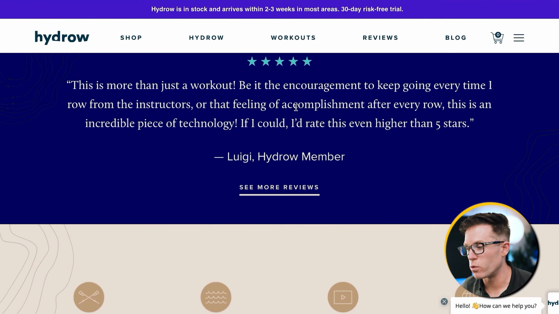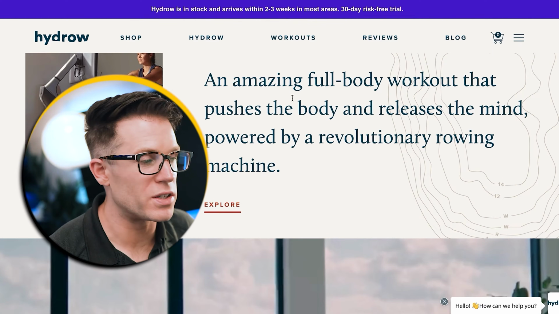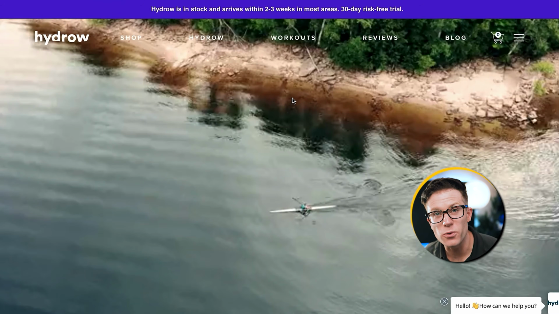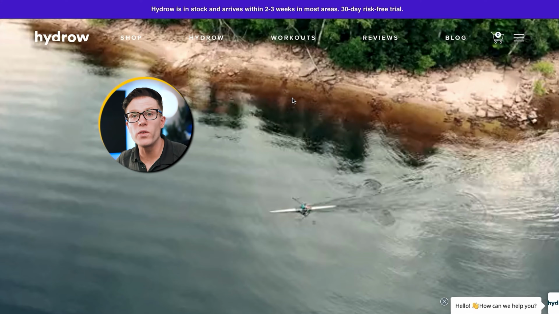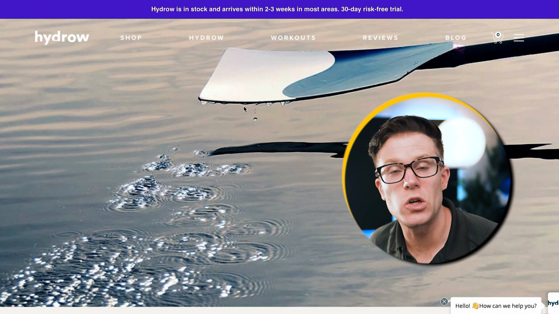We see that the testimonial references encouragement to keep going, that feeling of accomplishment. We can see that it's talking about the completeness of the workout and the fact that this uses all the major muscle groups. We can see aspirational product shots and beautiful scenery designed to replicate the on-the-water rowing experience. This looks high-end, it looks motivating, and it looks like you're working out with people. Let's contrast this with Aviron.